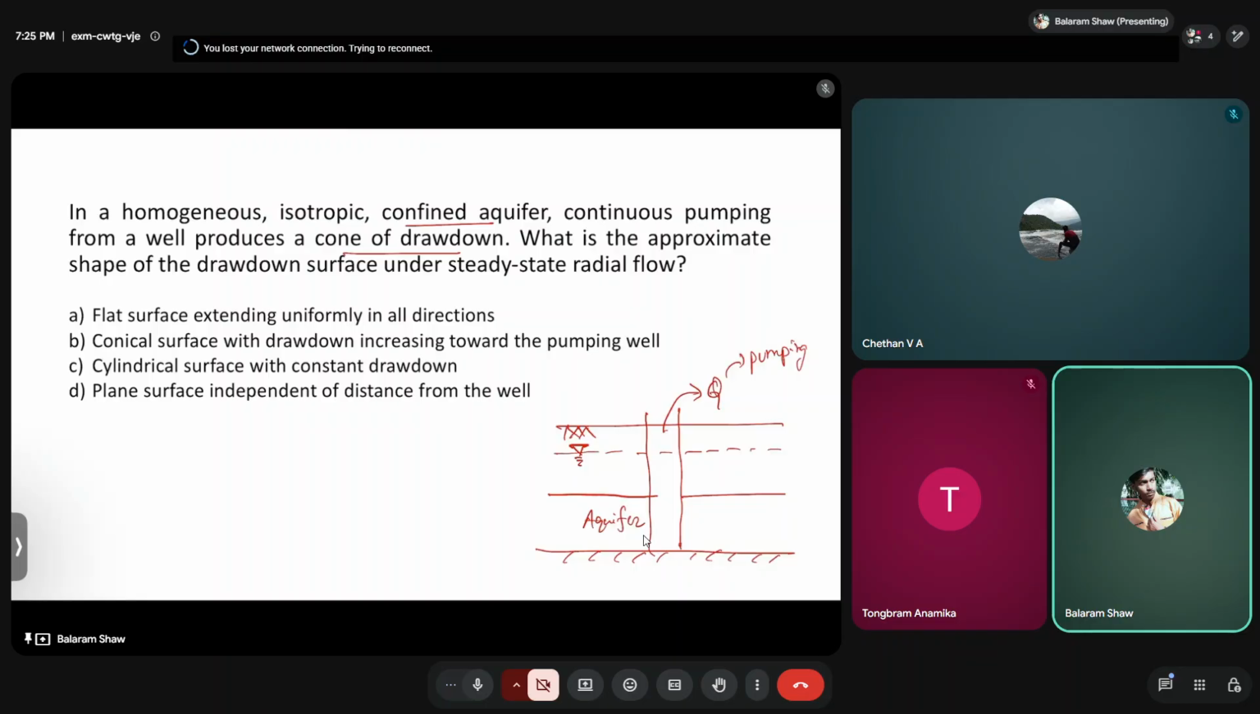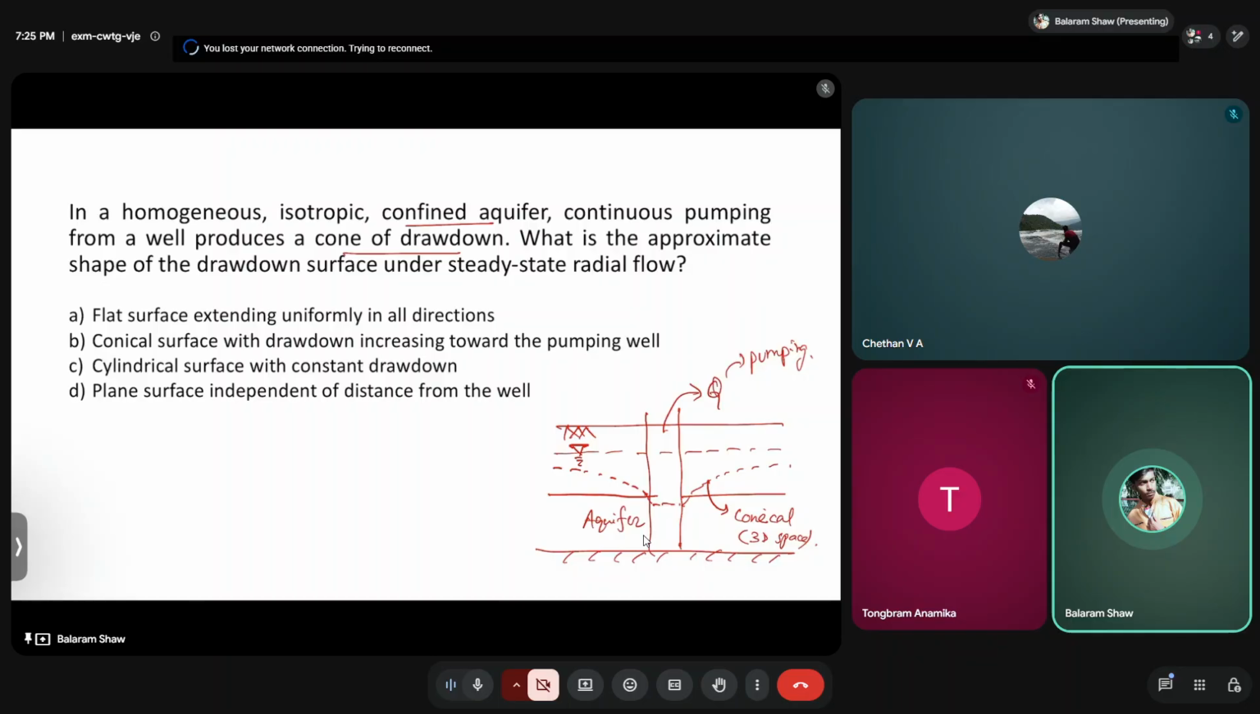Okay, so now in this case, if pumping is happening, what will happen? The flow we saw will come somewhere near like this, right? So what kind of formation are we having? Some conical shape we'll have, but in three-dimensional space. Okay, so there won't be a flat surface extending uniformly in one direction. It won't go just, let's say, a plane. If you are considering, it won't go like that. Okay, so it will go like a conical surface with drawdown increasing toward the pumping well.